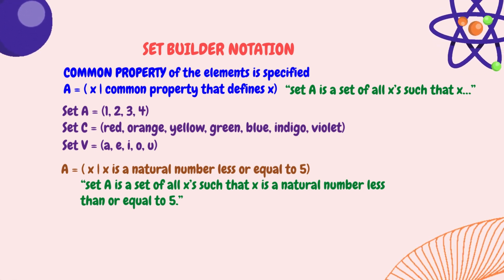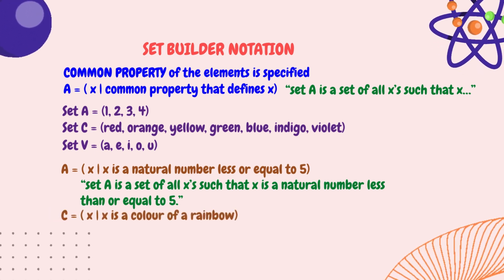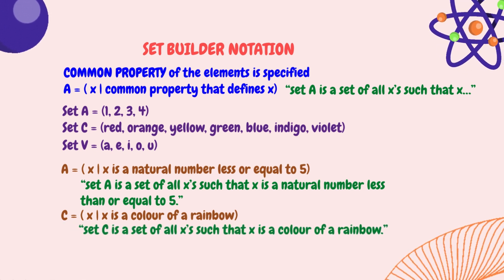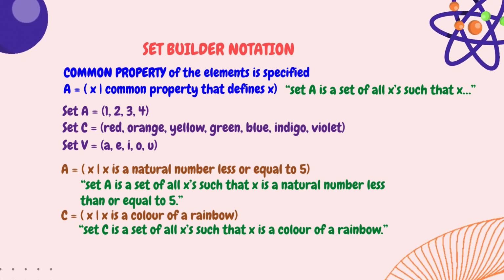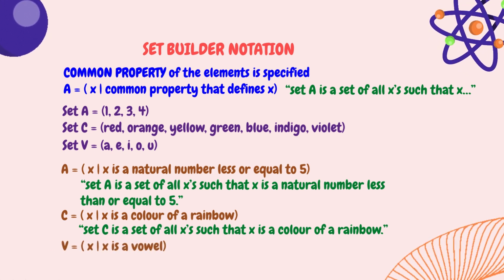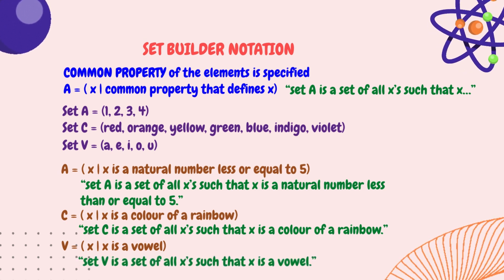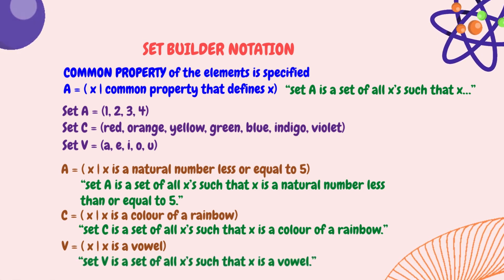Set C can be written in set builder notation as this, and it's read as: set C is a set of all x's such that x is a color of a rainbow. Set V can be written as this, and it's read as: set V is a set of all x's such that x is a vowel.